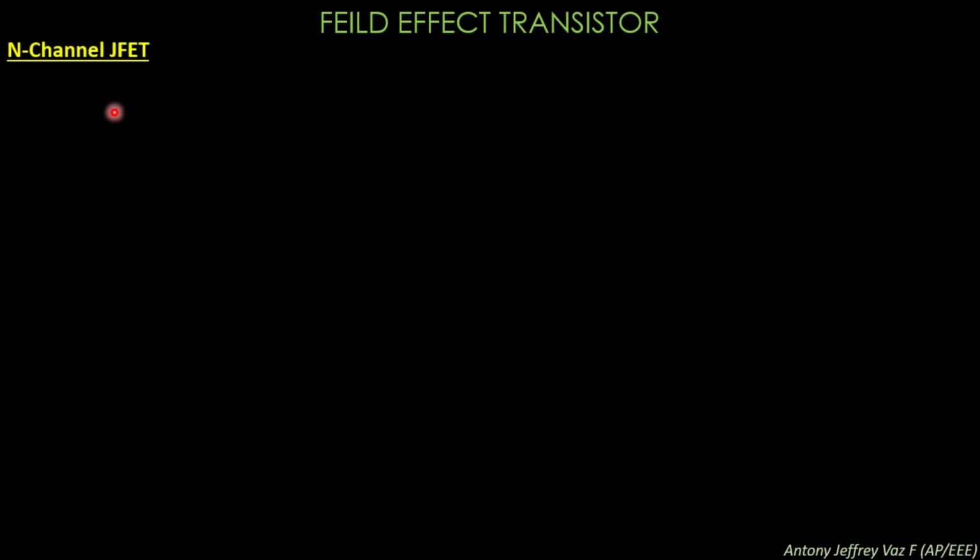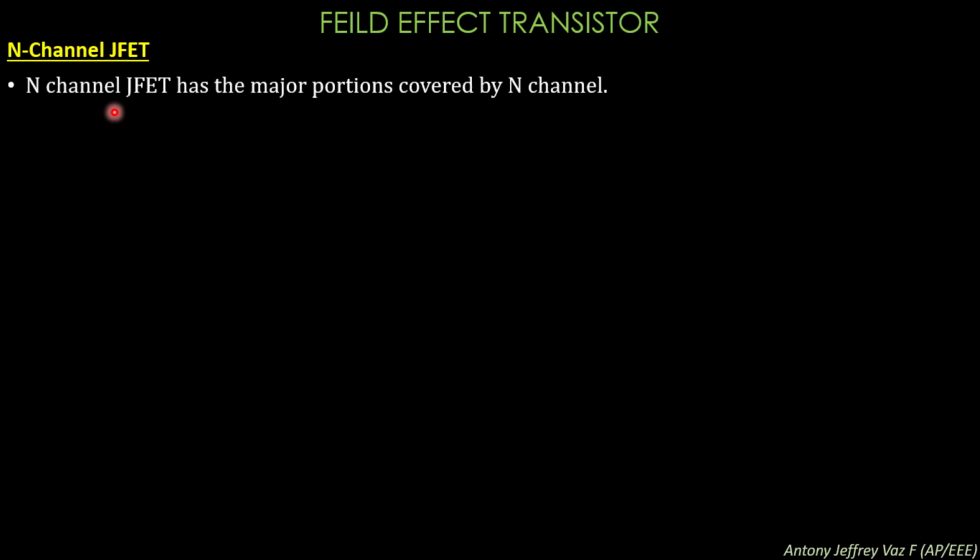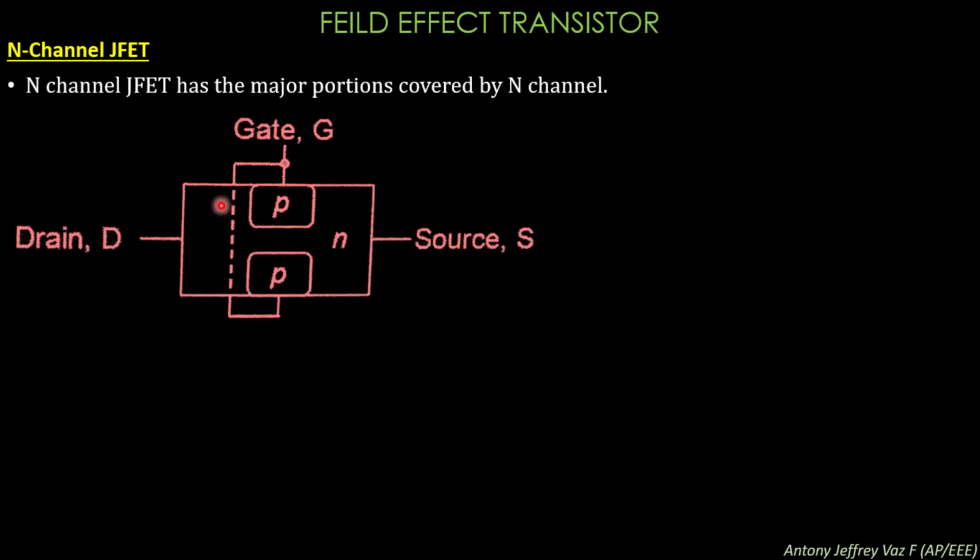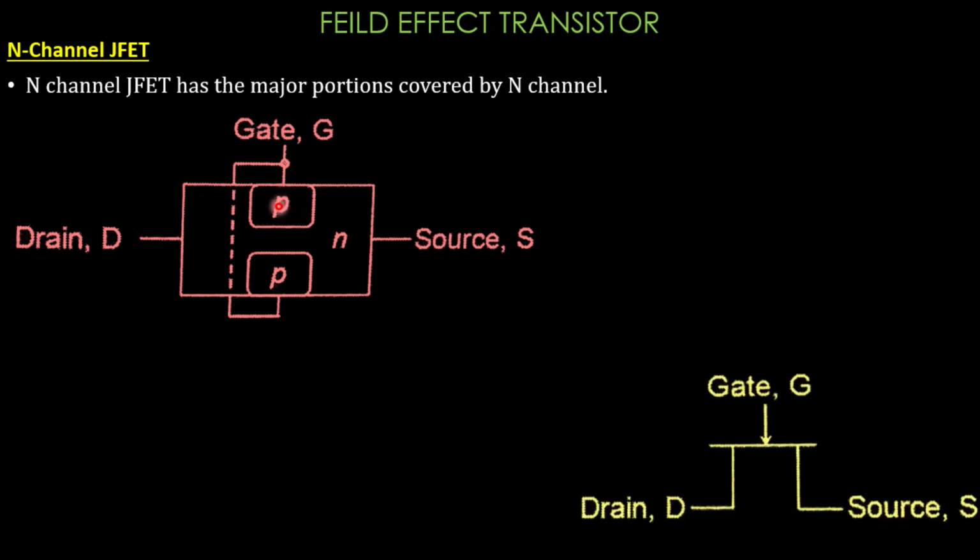In JFET you have two types: N channel JFET and P channel JFET. First we will see about the N channel JFET, which has the major portion covered by the N channel. This is the top view of the JFET. Here the N channel will be the major portion of the occupied region, whereas the P channel will be a small portion embedded in the N channel, so that the FET device can work.